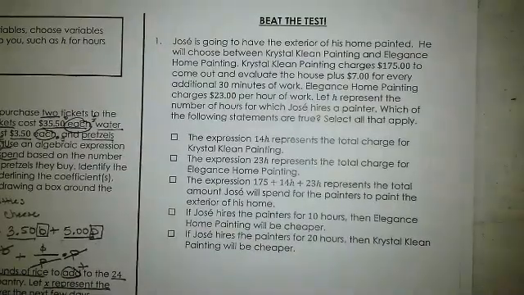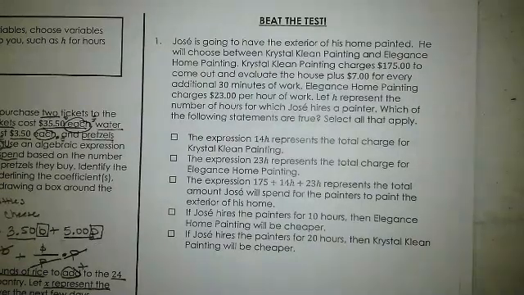Okay, last problem. Jose is going to have the exterior of his home painted. He will choose between Crystal Clean Painting and Elegance Home Painting. Crystal Clean Painting charges $175 to come out and evaluate the house, plus $7 for every additional 30 minutes of work. Elegance Home Painting charges $23 per hour of work. Let H represent the number of hours for which Jose hires a painter. Which of the following statements are true?